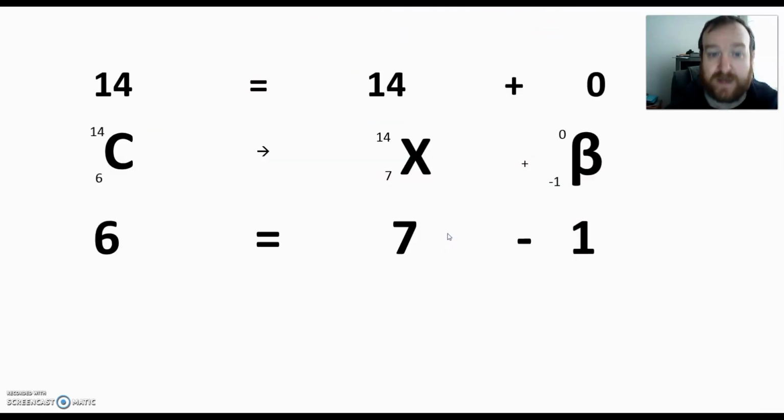Easy maths. It's slightly different here because it's not an alpha particle anymore and it's got 0 mass and it's got -1 as its atomic number. But the atomic number goes up, the mass number stays the same.